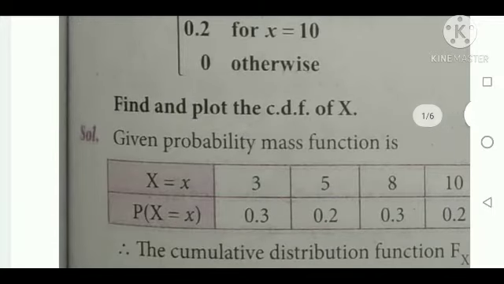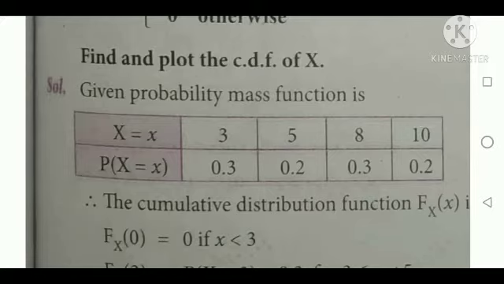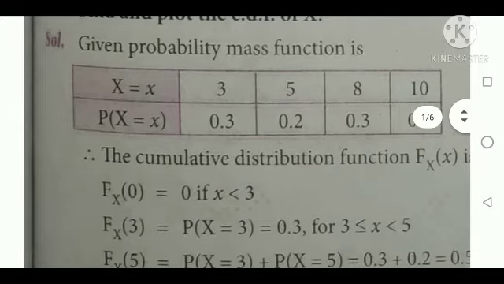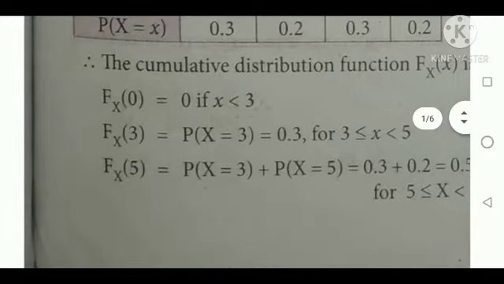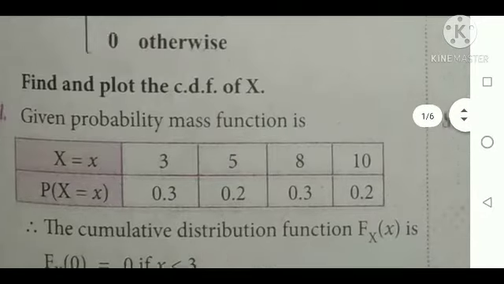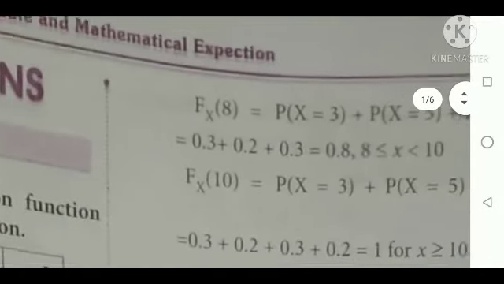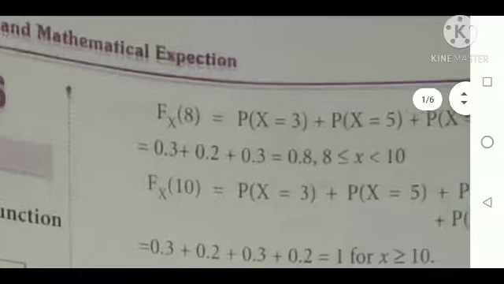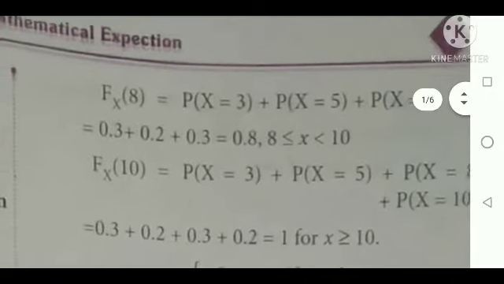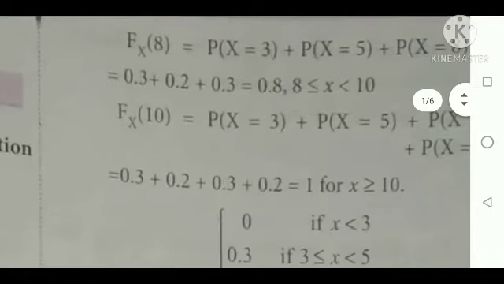So using this data, we are forming the tabular column like this. The cumulative distribution F of x for x less than 3 is 0. For x greater than or equal to 3 and less than 5, it is 0.3. For x greater than or equal to 5 and less than 8, it is 0.3 plus 0.2. Then for x equal to 8, listen here, F is p of x equal to 3 plus p of x equal to 5 plus p of x equal to 8. We are getting 0.8. So F of x for x equal to 10 is 1.